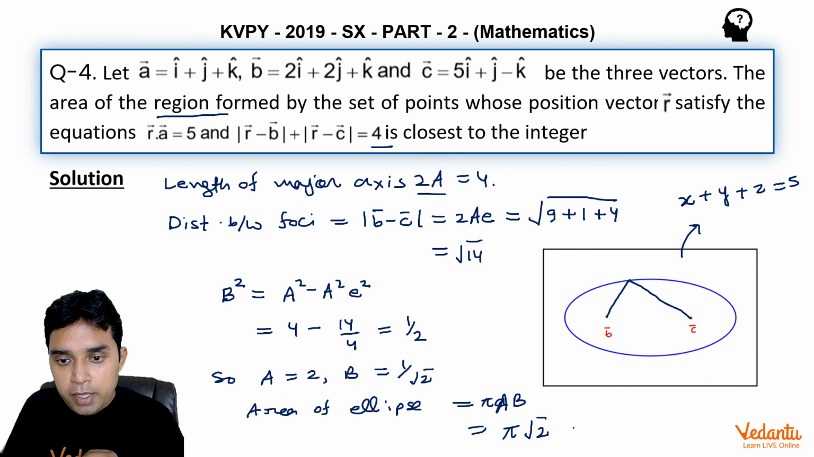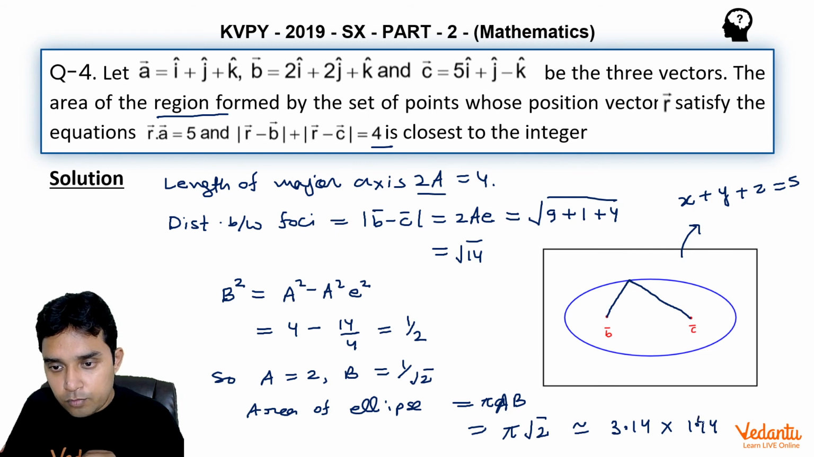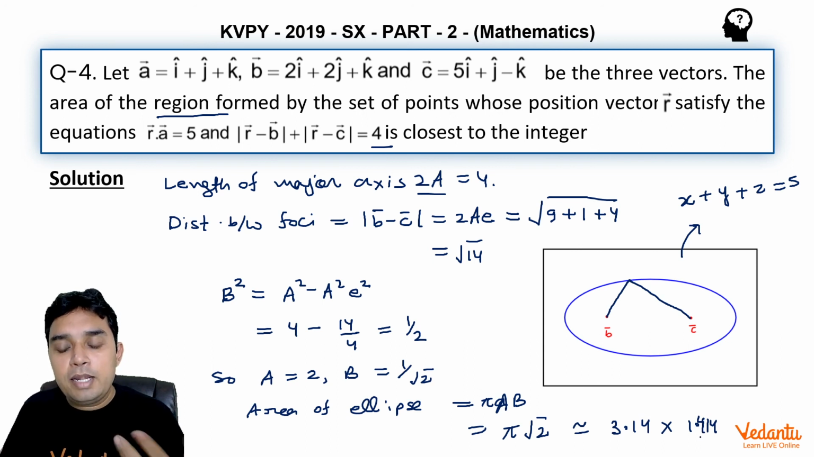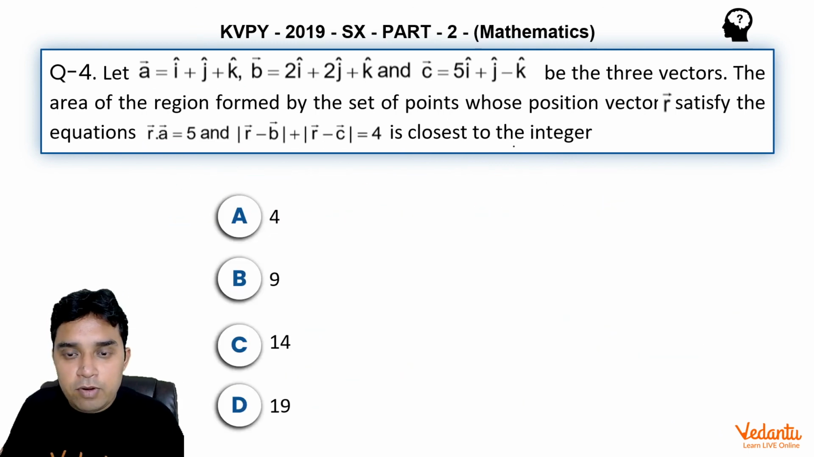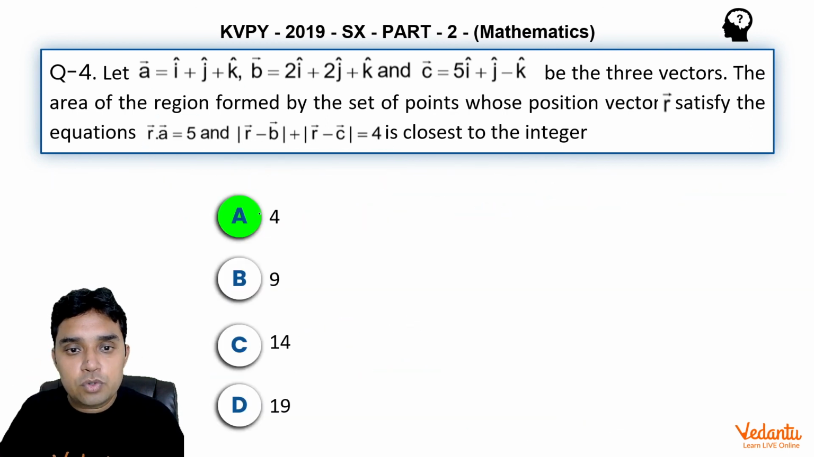Okay, pi is 3.14 and root 2 is 1.414. So if we multiply them, we can see this value will be slightly more than 4, but I think it should be less than 5. So among these options given to us, it will be closest to the integer 4. So the answer of this question should be A.